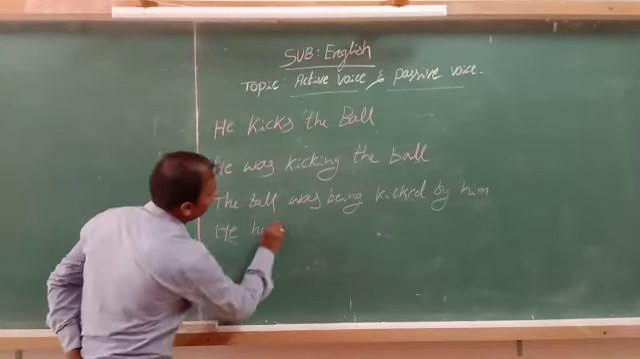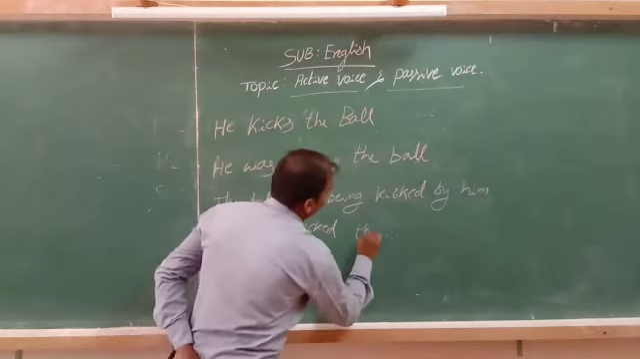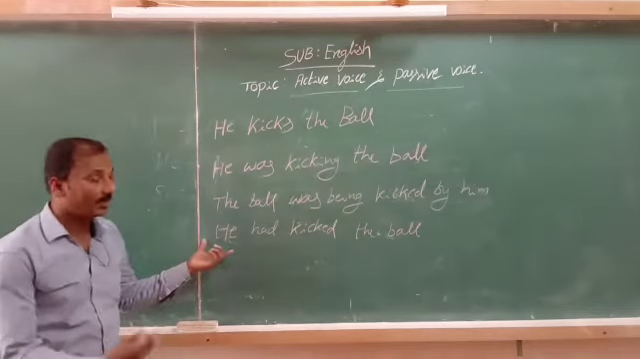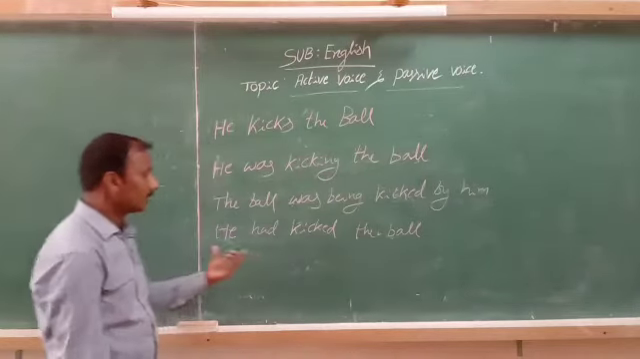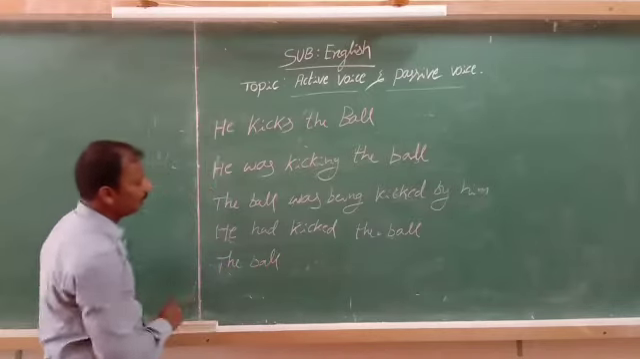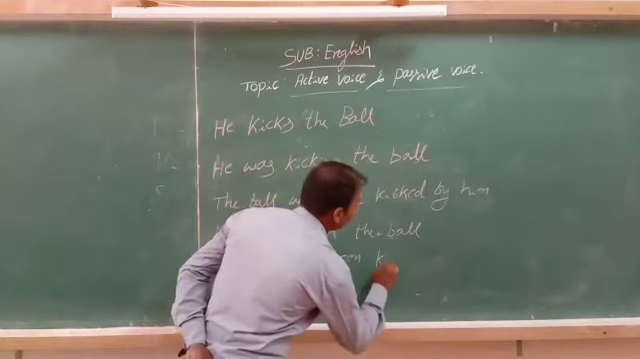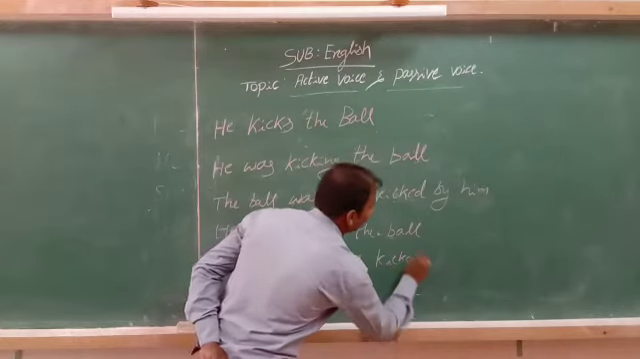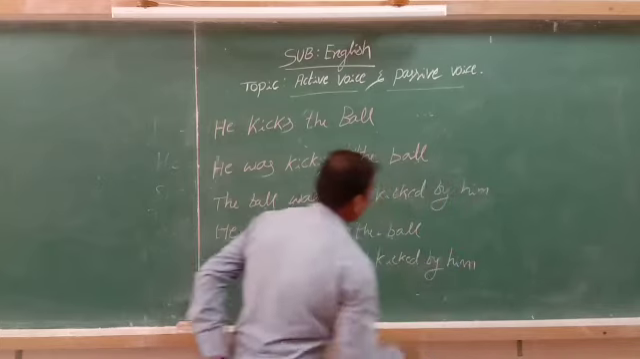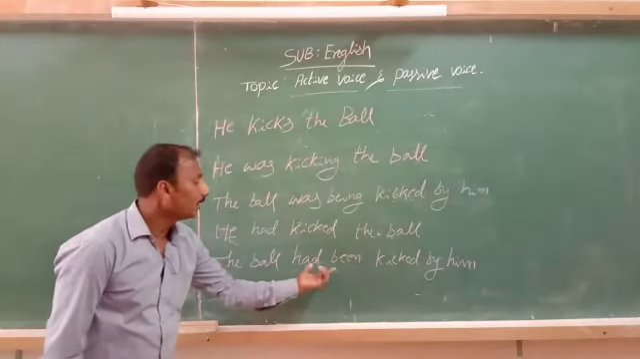So next, past perfect. He had kicked the ball. So this is the active sentence in the past perfect tense, he had kicked the ball. So change as a passive voice. The ball had been kicked by him. So we observe the had been. We added the being only.